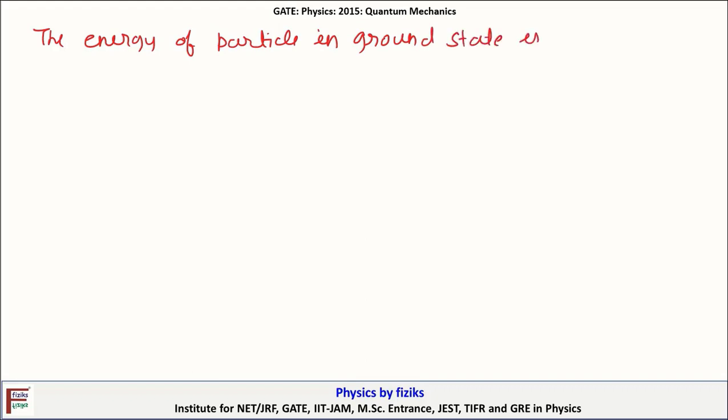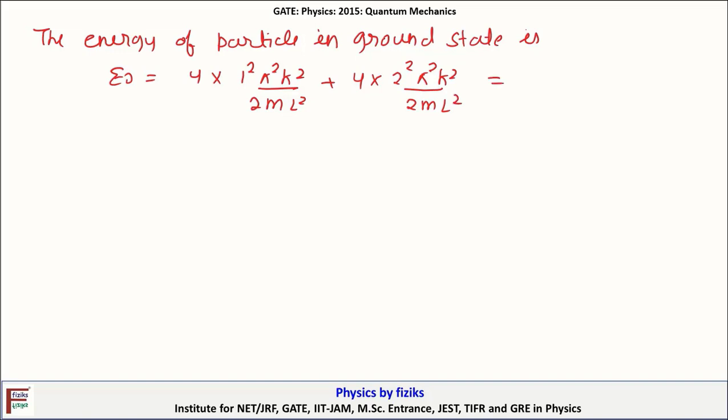Now, the energy of the particle in the ground state is, so E0 will be 4 into 1 square pi square h square by 2 ml square plus 4 into 2 square pi square h square by 2 ml square. That means we would be having 20 pi square h square by 2 ml square.